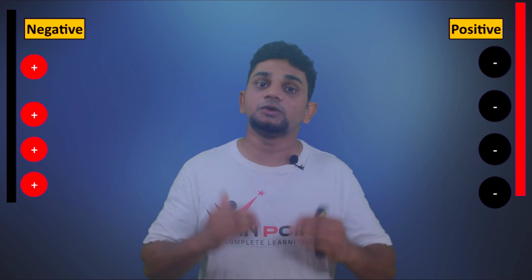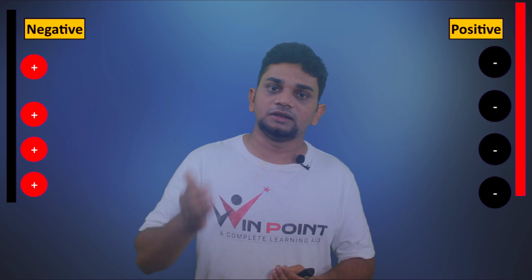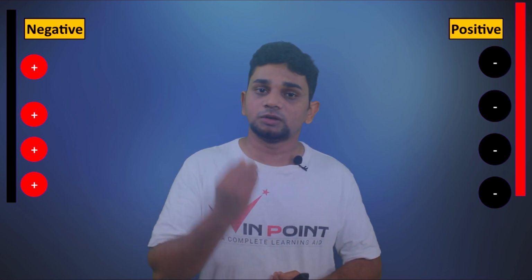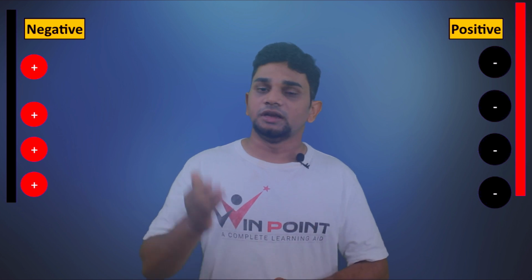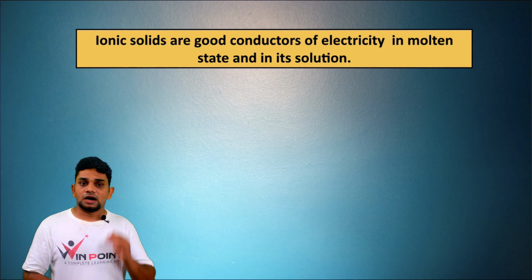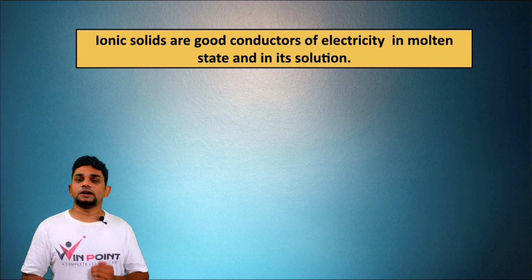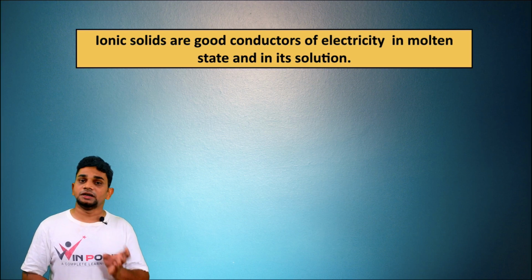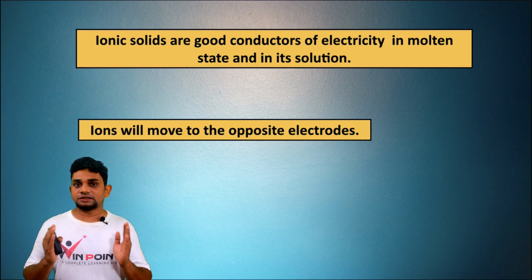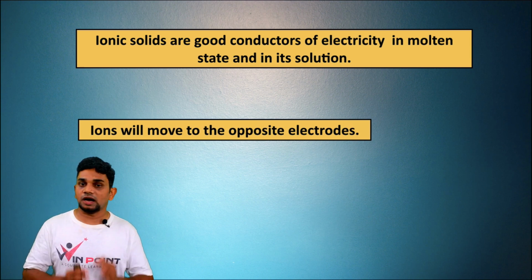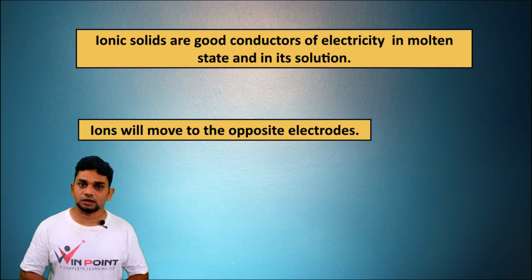The ions are able to move in the molten state, and in the solution state the ions are able to move. Because of that, ionic compounds can conduct electricity in molten state and in solution. Ionic solids are good conductors of electricity in molten state and in its solution. Ions will move to the opposite electrode. When we are connecting a battery with the help of two electrodes, the ions will move towards the opposite electrodes.